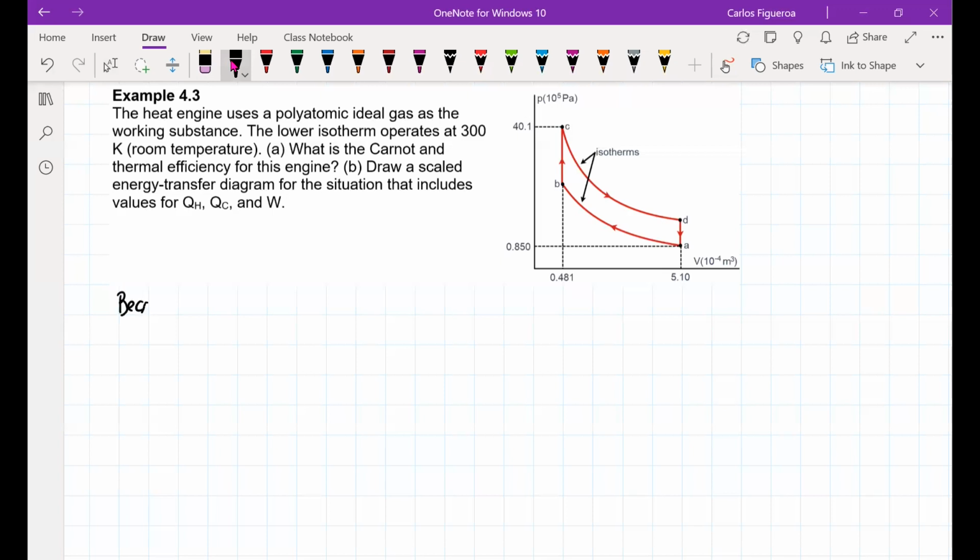Because this cycle has two isotherms, there are only two temperatures.